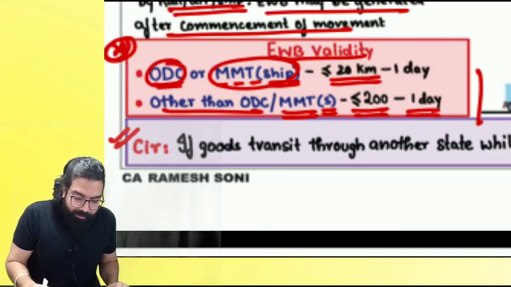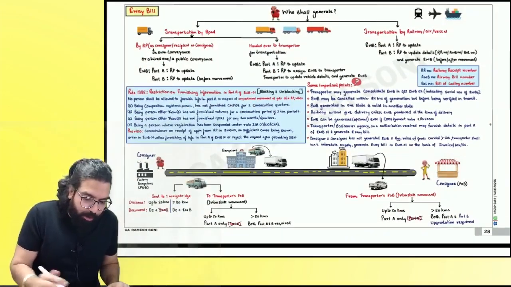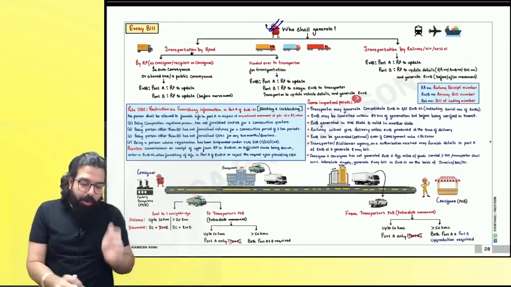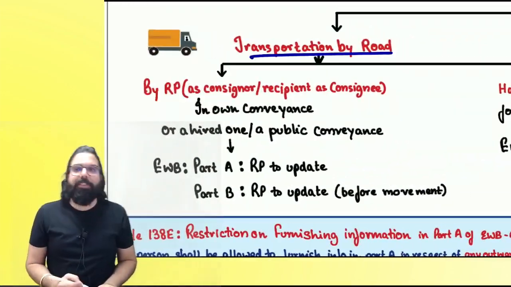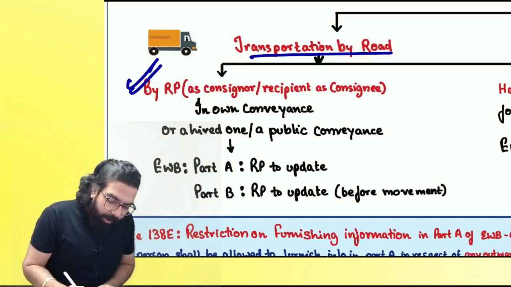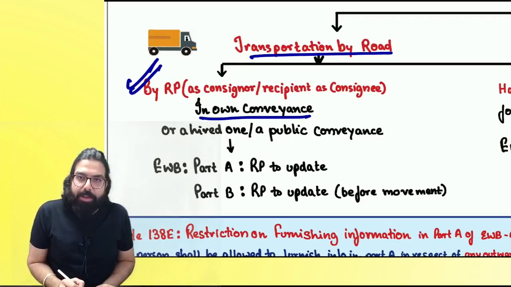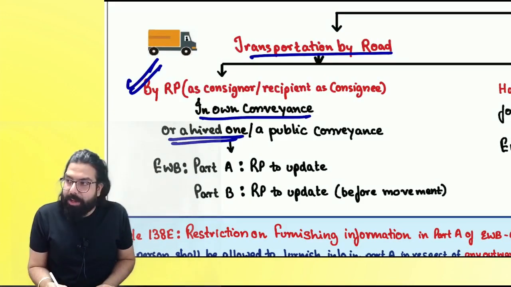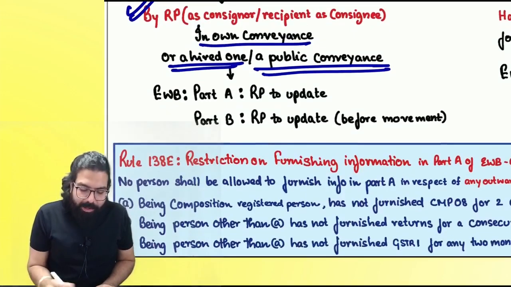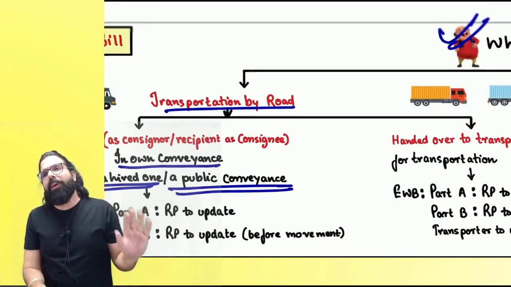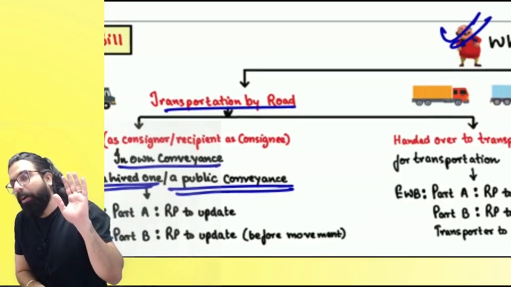Please come to the next one, everyone. Next chart over here: who shall generate an e-way bill? This is just for your knowledge. I have written that whenever transportation is happening by road, by a registered person, in his own conveyance or hired conveyance, or he is sending it in a public conveyance, Part A and Part B will both be filled by the registered person whenever it is transportation by road.